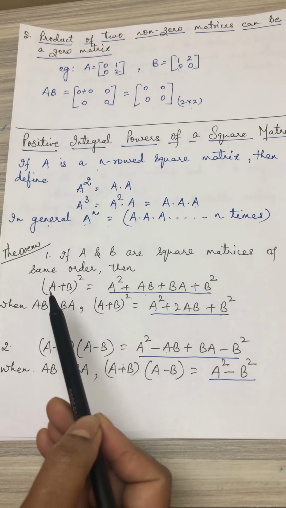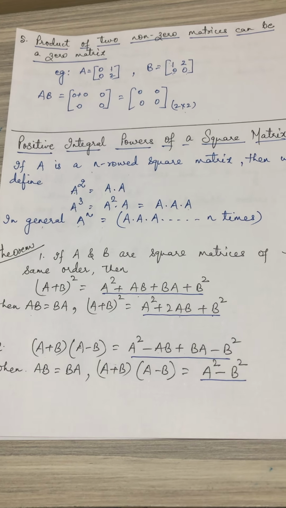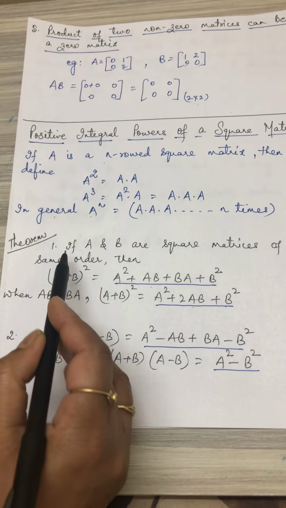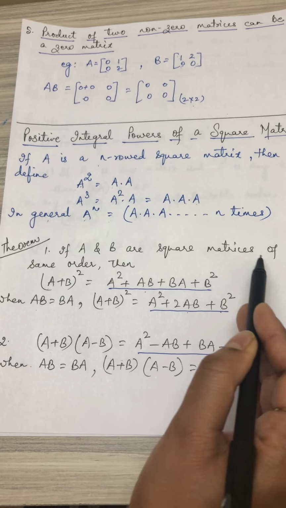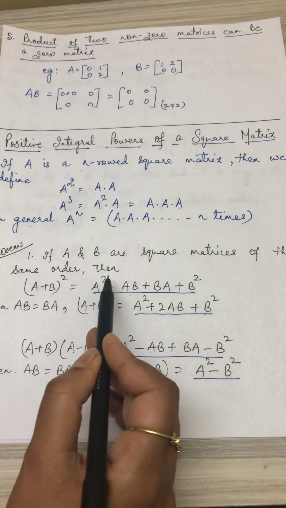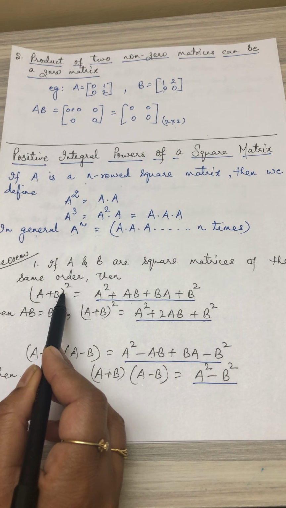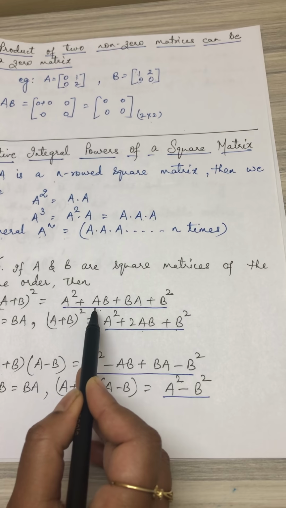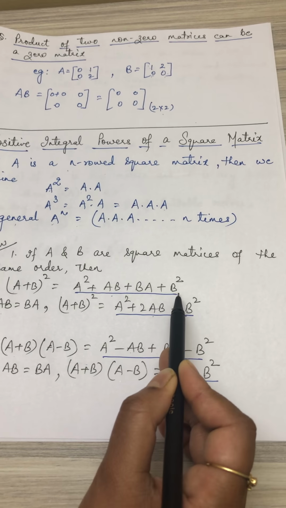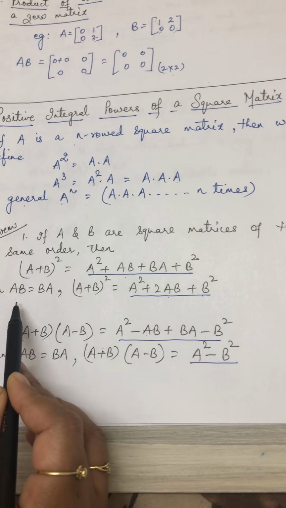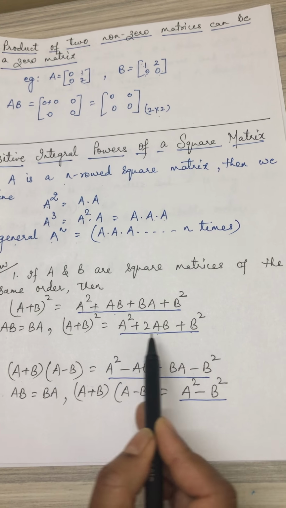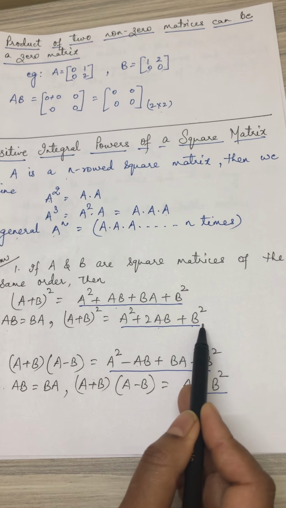Now there are a few theorems based on positive integral powers of a square matrix. The first theorem states that if A and B are square matrices of the same order, then A plus B whole square on expansion gives A square plus AB plus BA plus B square. And when we have AB equal to BA, this expansion becomes A square plus 2AB plus B square.